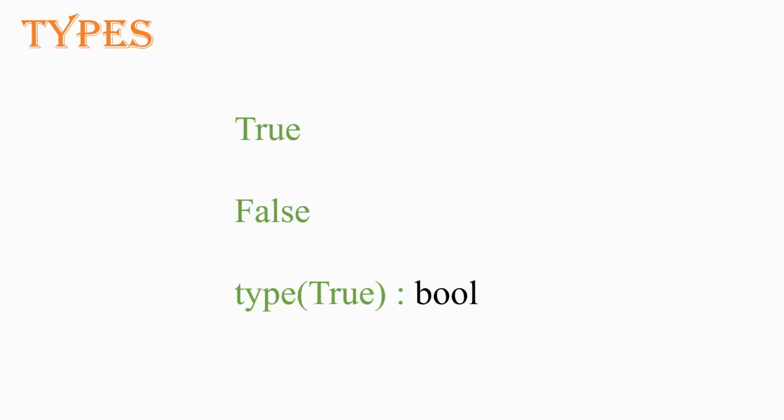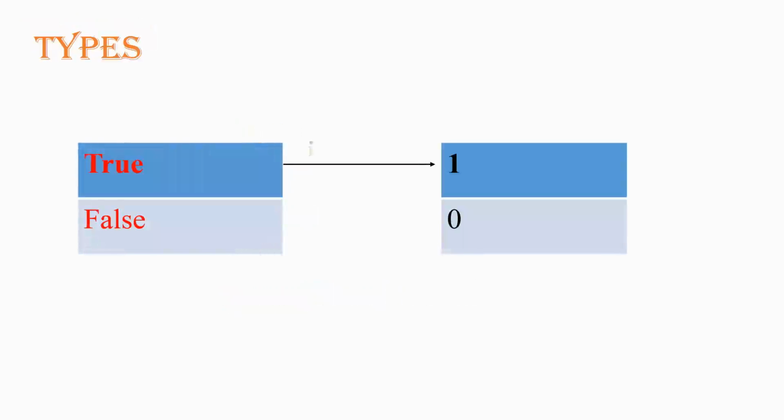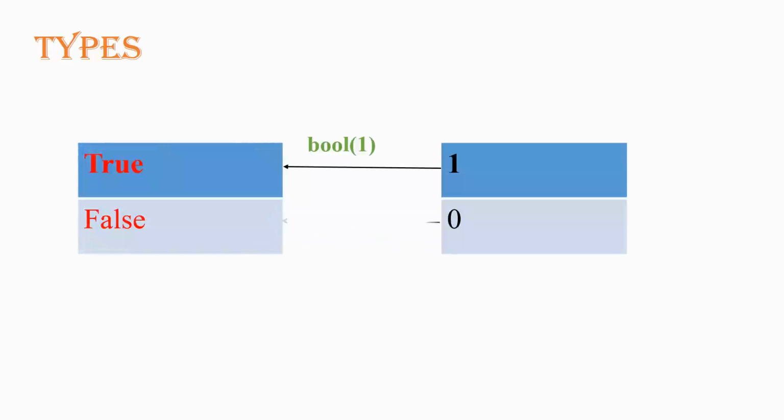If we cast a Boolean True to an integer, we will get a 1. If we cast a Boolean False to an integer, we get a 0. If you cast a 1 to a Boolean, you get True. Similarly, if you cast a 0 to a Boolean, you get False.